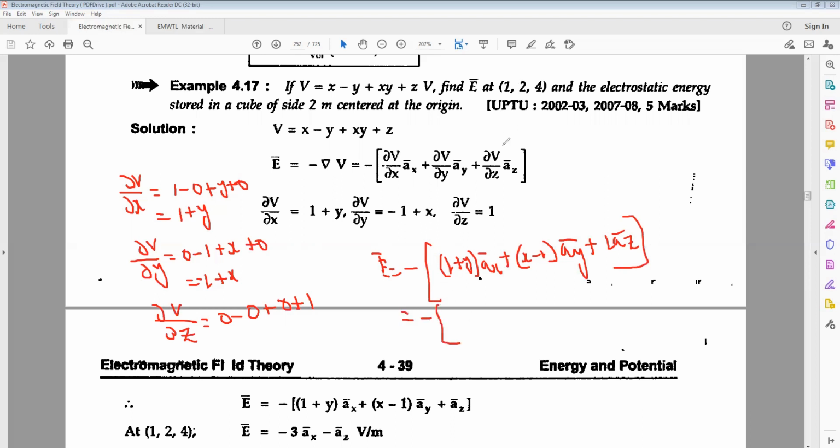Minus 1 is x and 2 is y, so 3 ax bar, and 1 minus 1 you get 0 here, 0 ay bar, plus az bar. Okay, now the E bar is equal to, multiply this function, minus 3 ax bar and minus az bar. That is E bar at (1, 2, 4) for the given voltage V, in volts per meter.